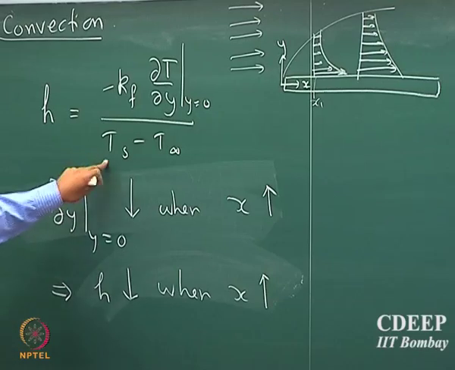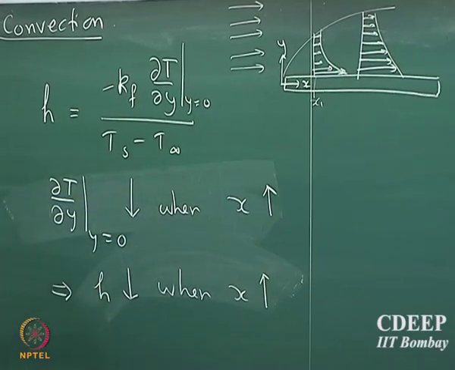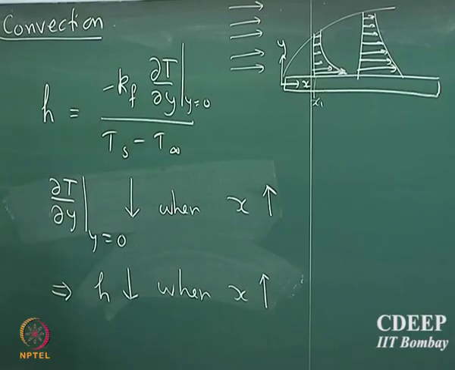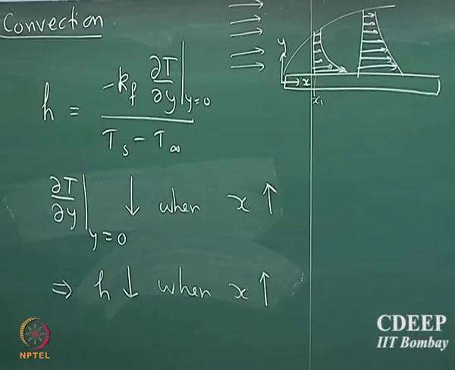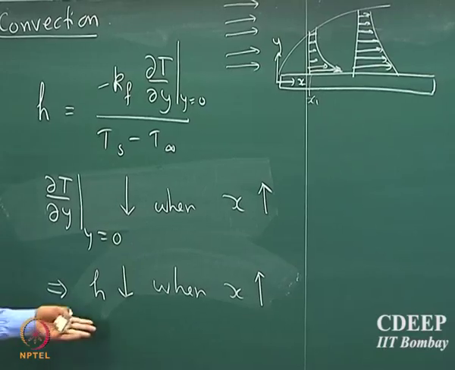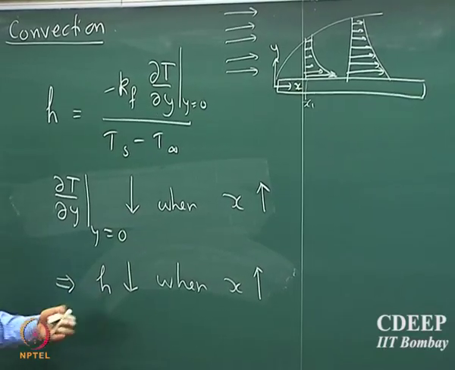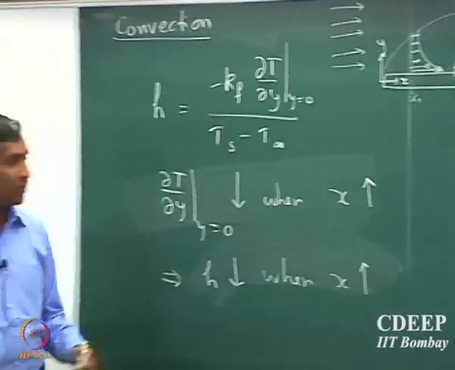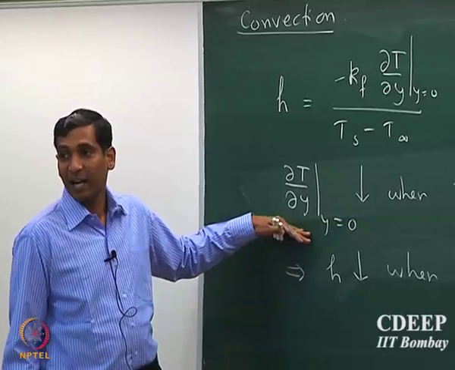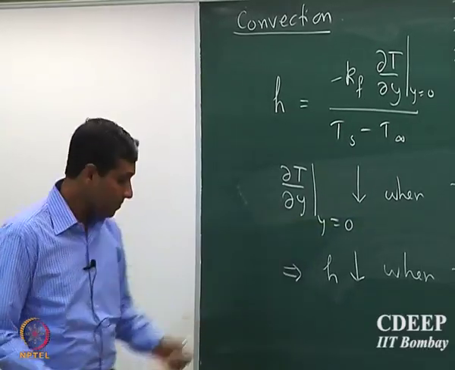Okay. So Ts and T infinity are measurable quantities, and we can assume they are constants, and Kf is an intrinsic conductivity of the fluid, an intrinsic property, and we can assume that also as a constant. So clearly the nature of the local heat transport coefficient depends primarily on the temperature gradient at y equal to 0. Okay.